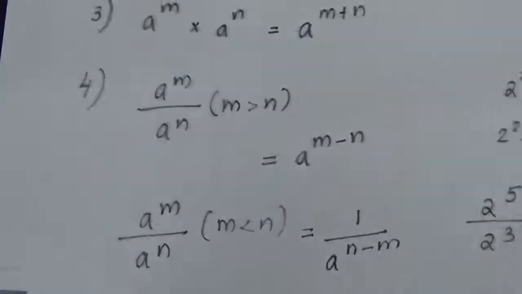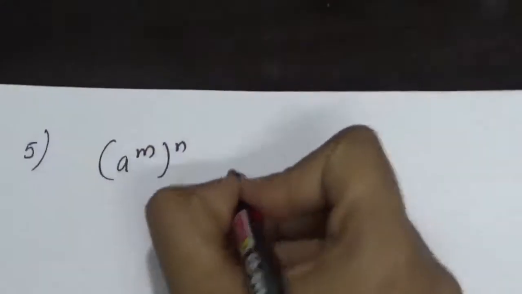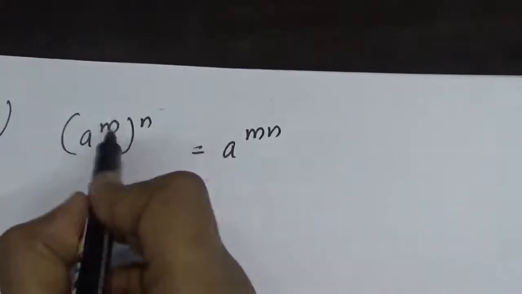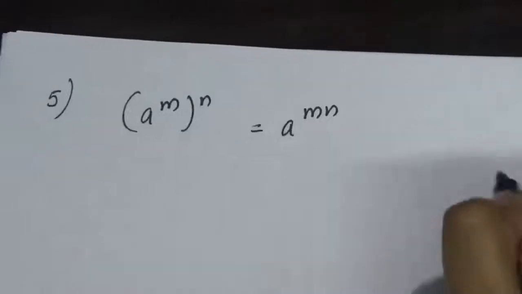Okay, now let's go to the next law of exponent, that is number 5. It is a raised to m all raised to n. So what do you get? It is a raised to mn. Okay, multiply the two exponents. So I'll show an example.